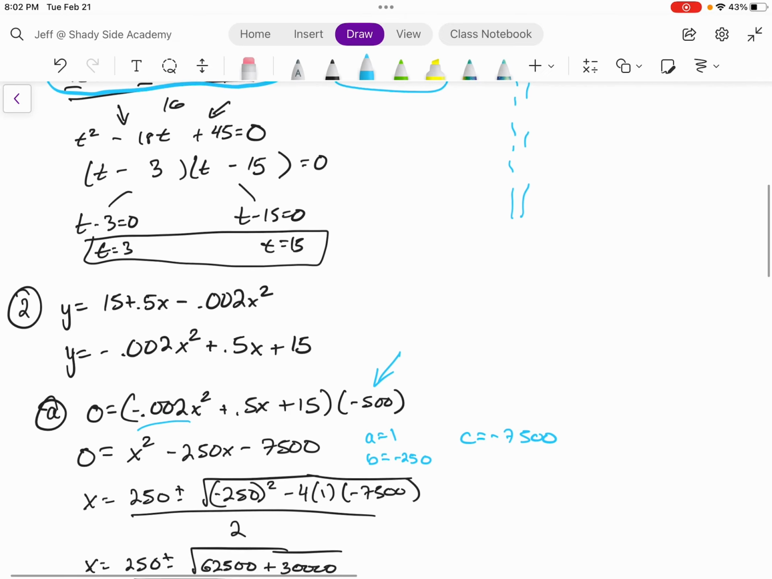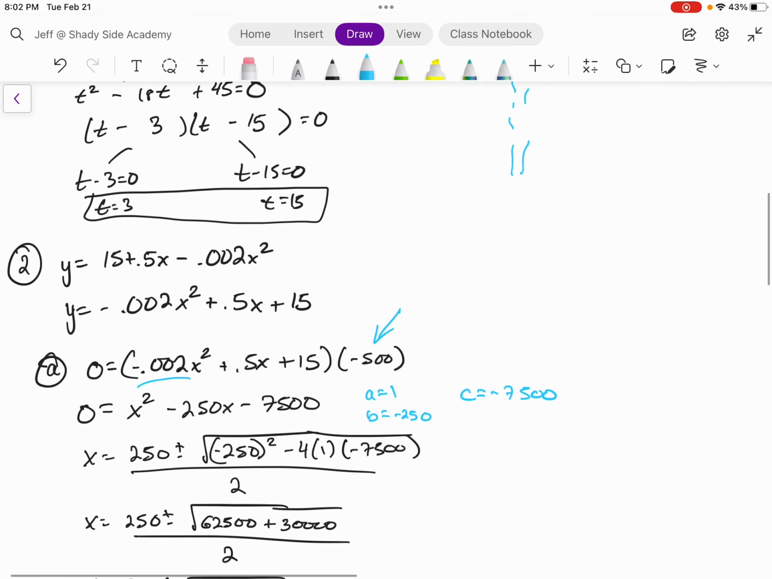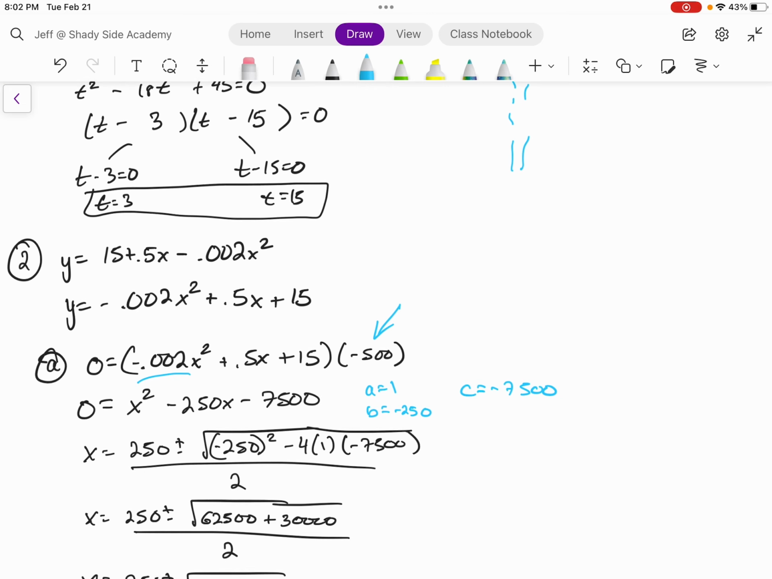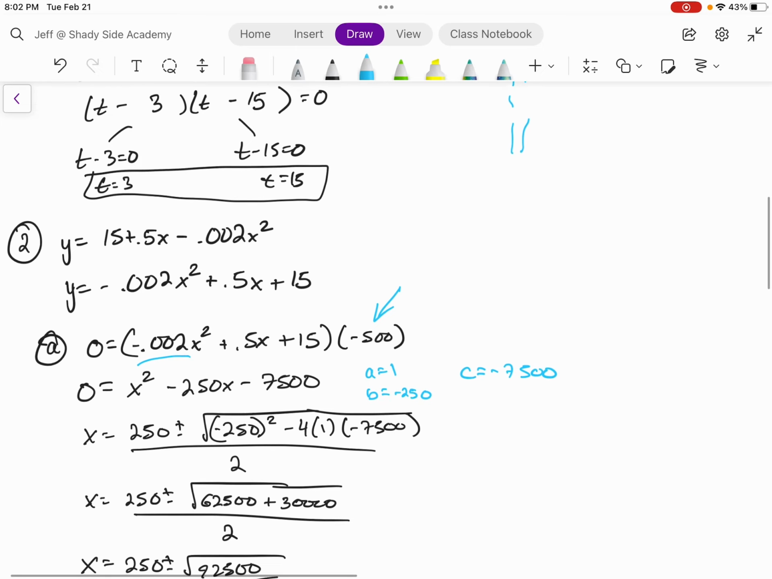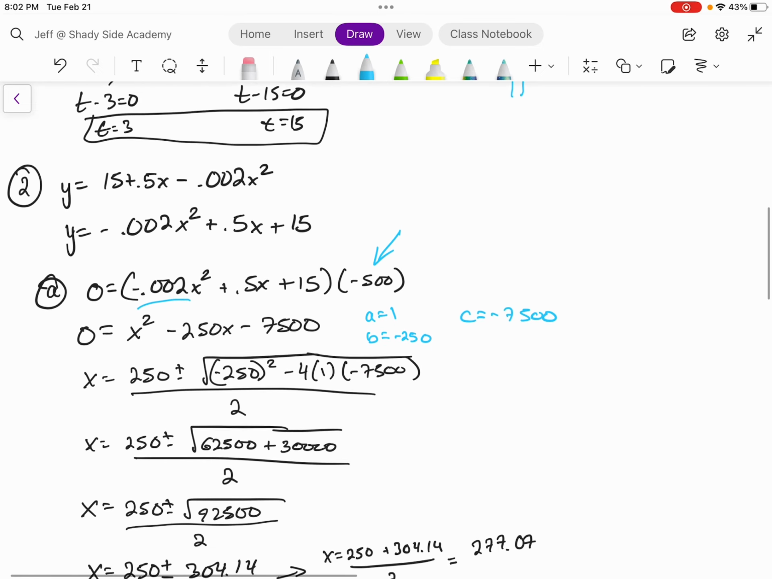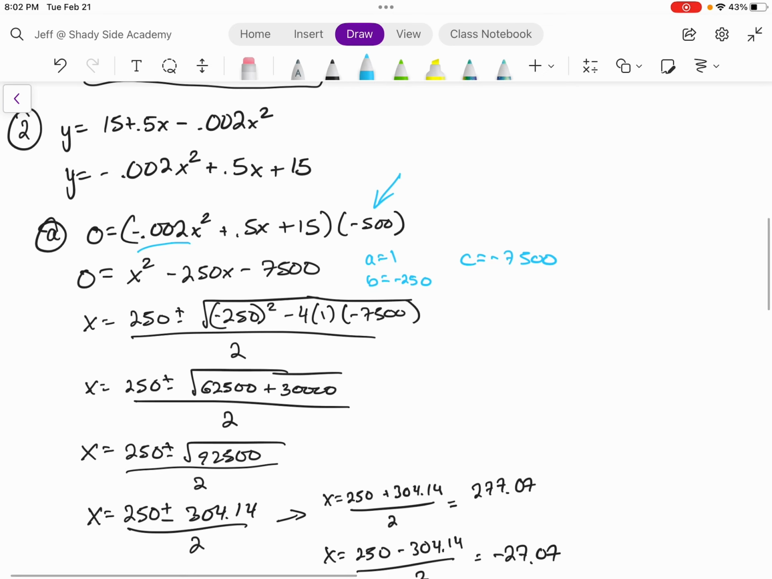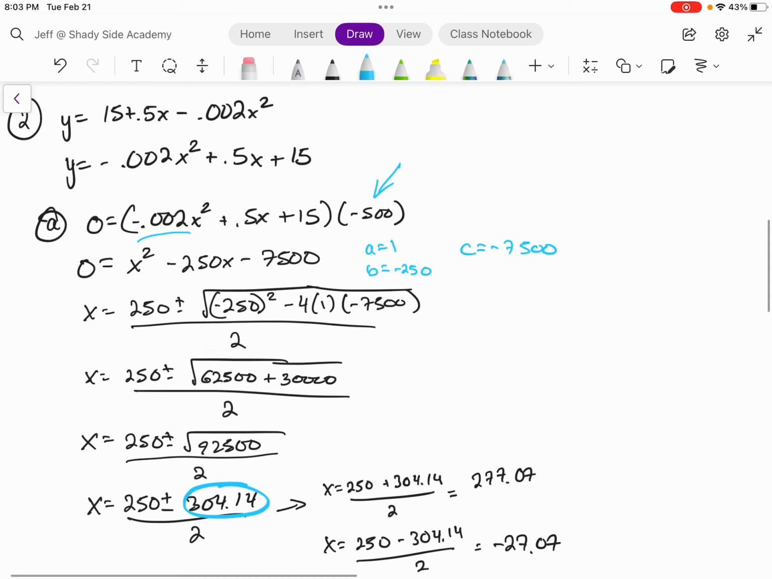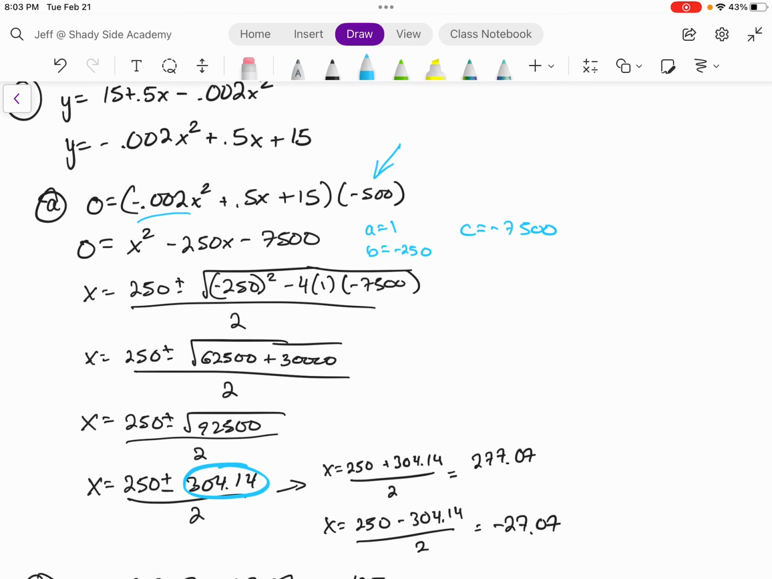Okay, so I'm going to play with what's in the square root. These are just what those numbers are, right? 62,500 is 250 squared. And 30,000 is 4 times 7,500. Right? And then I add those together, I get 92,500. That is not a perfect square, so I'm just going to use my calculator and go straight for this number, 304.14. That's the square root of 92,500. Okay, and then we get two answers. We get 277 and negative 27.